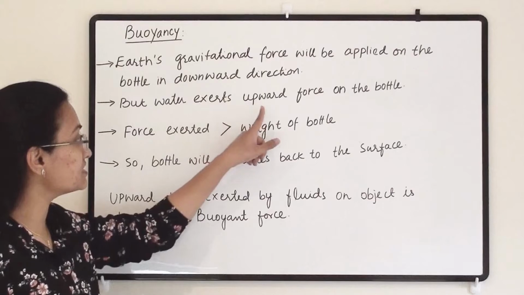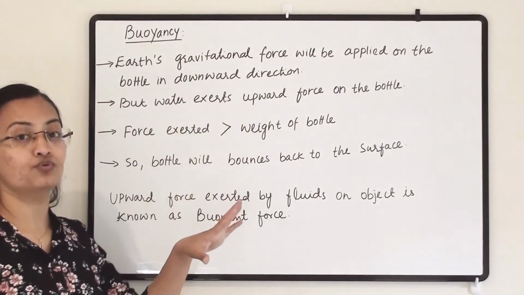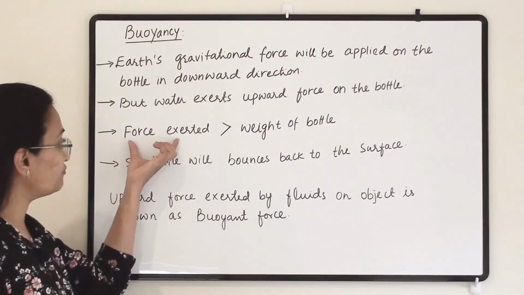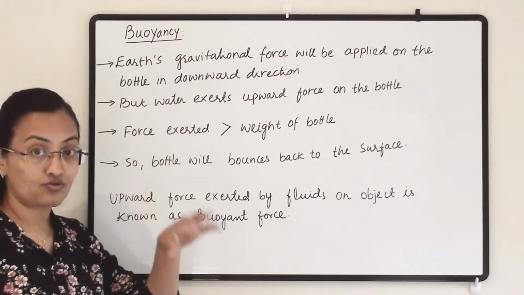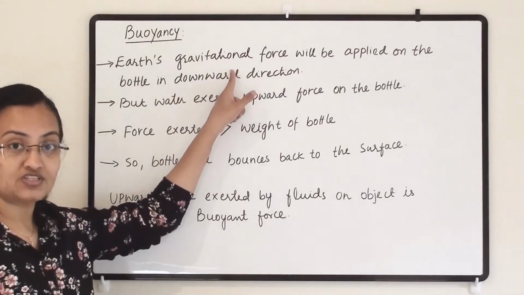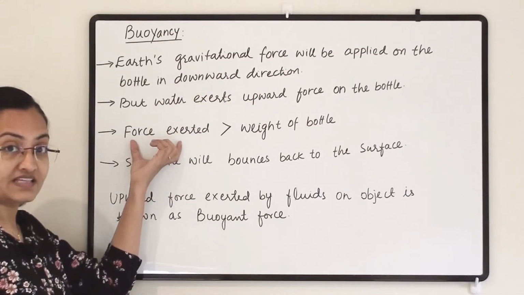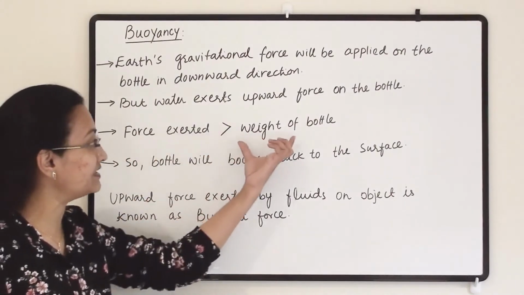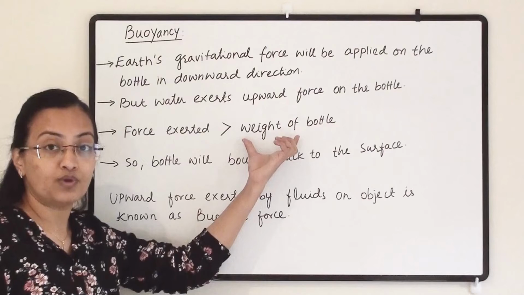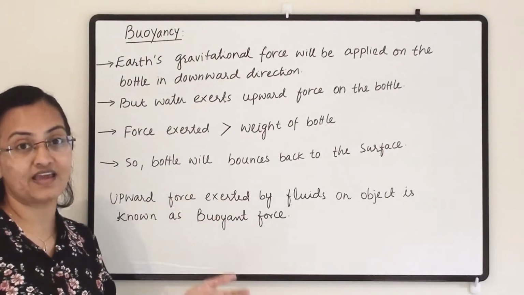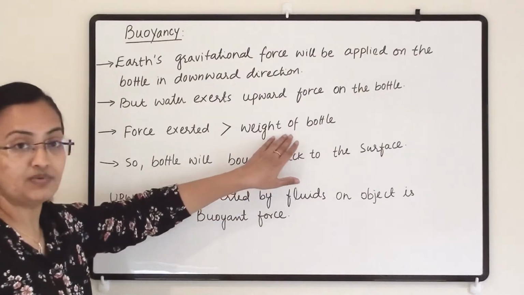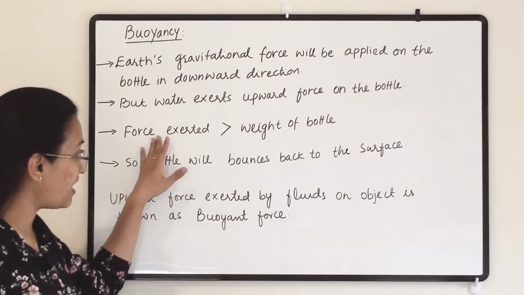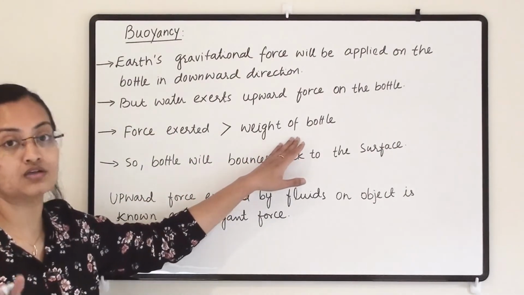But water exerts an upward force on the bottle. This upward force is upthrust, known as buoyant force. So the water exerts a force on the bottle that will be greater than the weight of the bottle. The weight of the bottle is a product of mass and the gravitational force, so that will be lower compared to the force exerted by the water. So here the buoyant force is higher compared to the gravitational force and mass of the object.